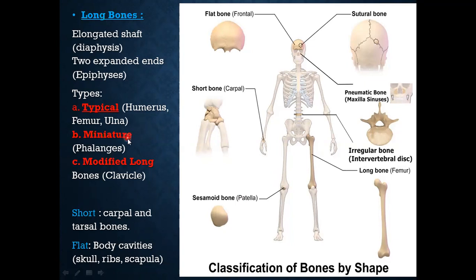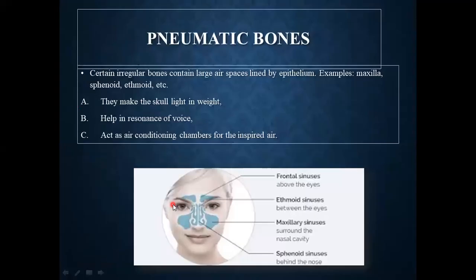Then there are miniature long bones, which include the phalanges. Then there are modified long bones, which include the clavicle. Now the short bones include carpal and tarsal bones. These are the short bones. Then flat bones include those around body cavities, the skull, ribs, and scapula.